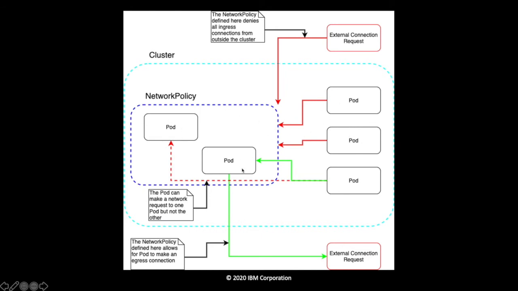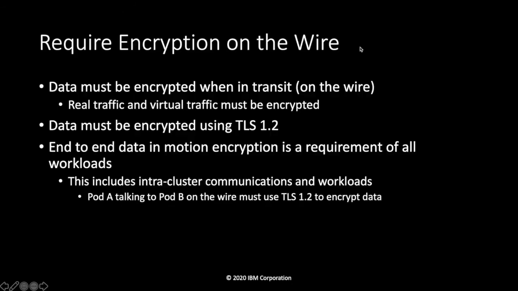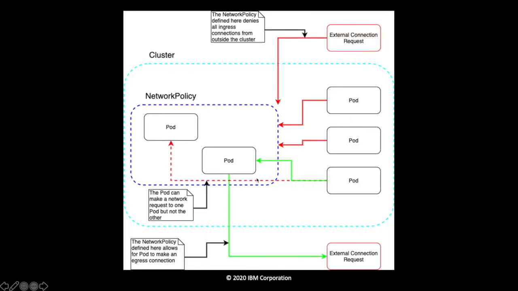And now let's look at an external connection request from outside the cluster. So now we're looking at an ingress connection instead of a pod-to-pod or service-to-service connection. So this external connection request comes into the cluster and tries to talk to one of these two pods. This network policy here does not have this external connection request defined or explicitly allowed. So that means this network connection request is not allowed to happen and is denied by the network policy.